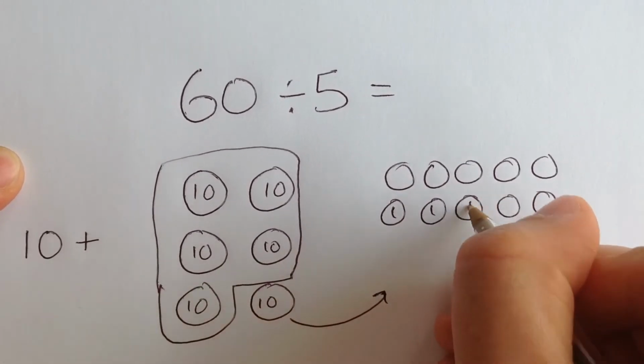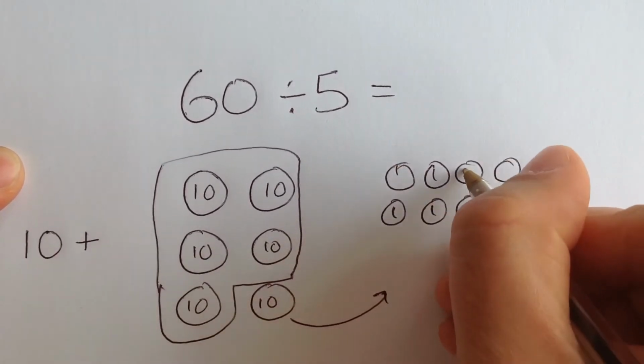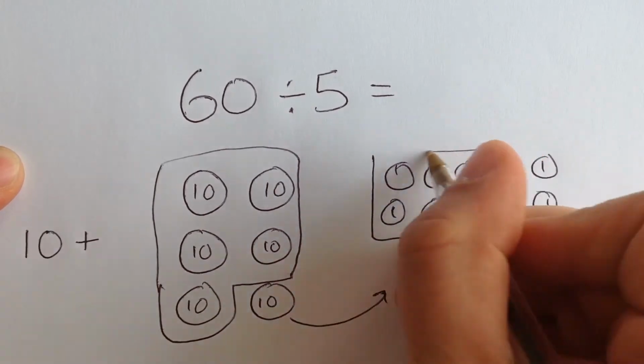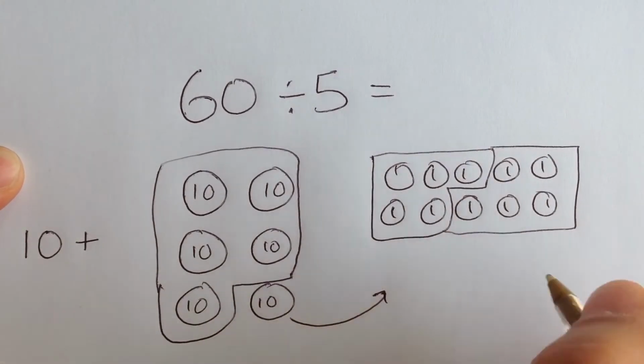And this time it's ones, so I've moved it over. And I'm going to see how many fives I can find there. There's a group of 5 there, so there were 2 groups there.